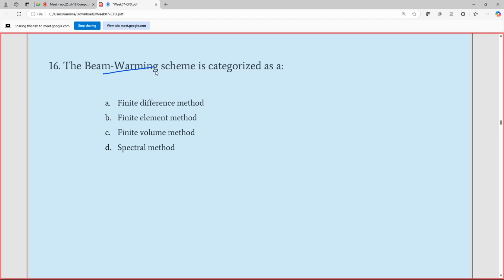The Beam-Warming scheme is categorized as which of the following? Options are option A, finite difference method, option B, finite element method, option C, finite volume method, option D, spectral method. The same question was there for McCormack scheme also. This time it is for the Beam-Warming scheme. In which category does Beam-Warming scheme fall into?